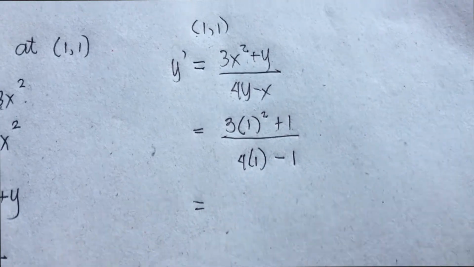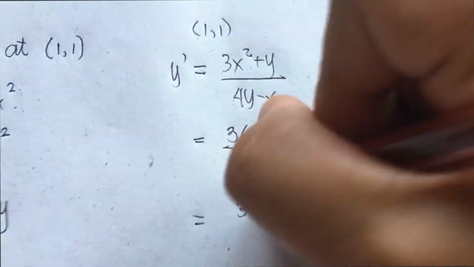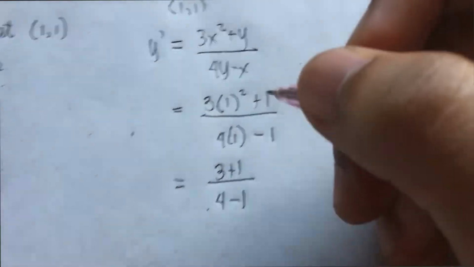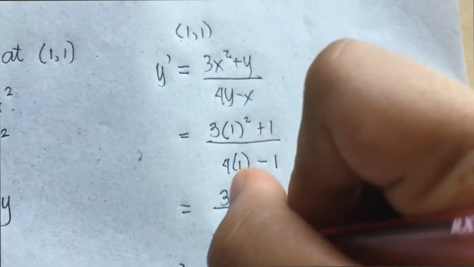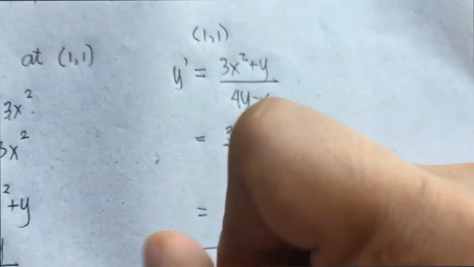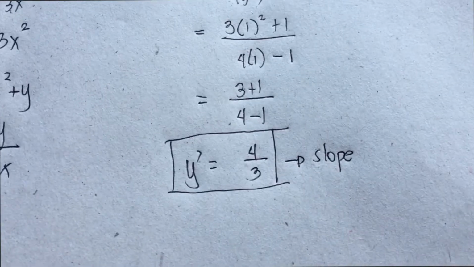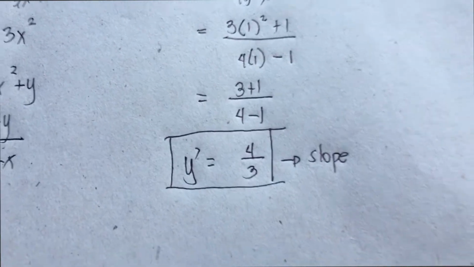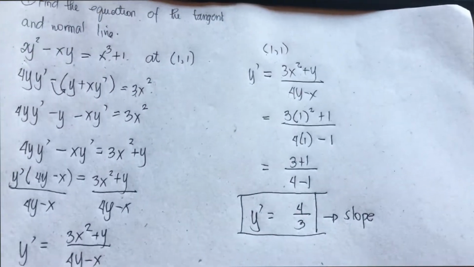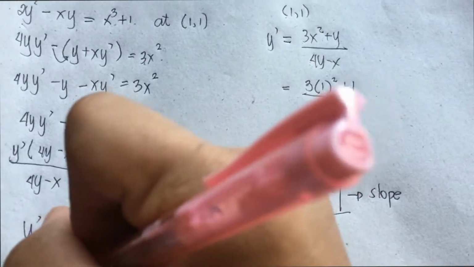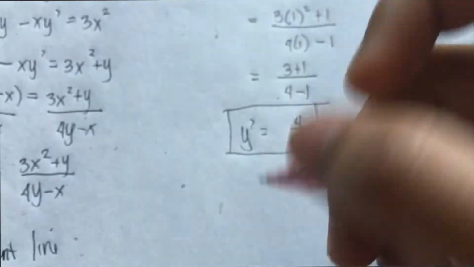1 squared is 1 times 3 is 3. So, 3 plus 1 over 4 minus 1. So, therefore, your y prime is 4 over 3. This y prime is already your slope. This is your slope. After getting the slope, this time, we can now find our tangent and normal. Tangent line and normal line.